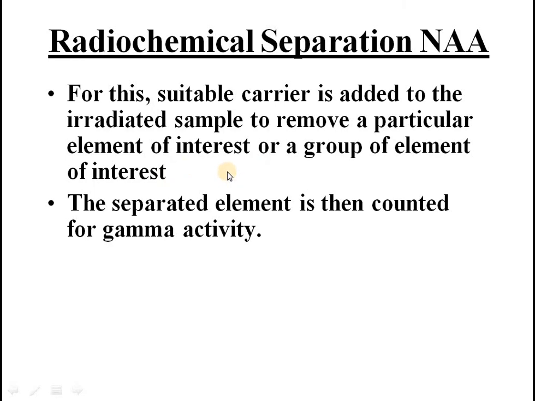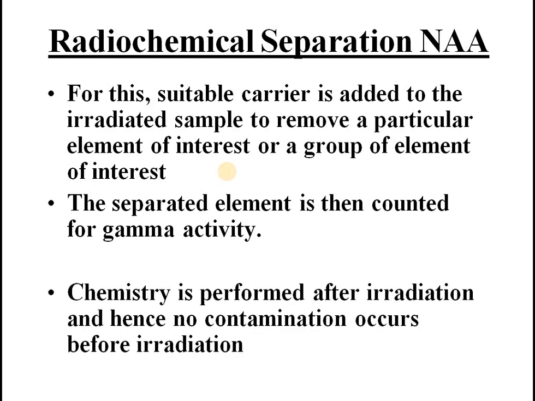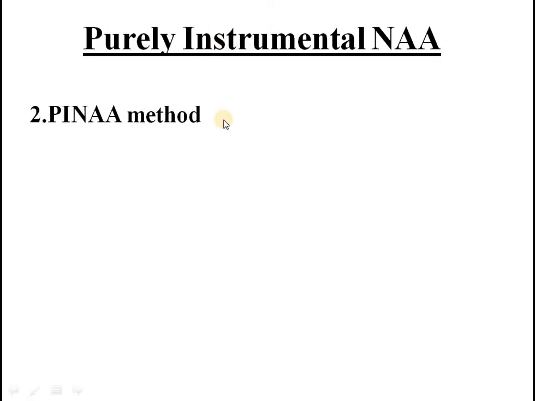The separated element is then counted for gamma ray activity. Because now the concentration is large, the gamma ray activity will also be proportionally high. Chemistry is performed after radiation, hence no contamination occurs before radiation. Okay. So only those nuclei will be activated which are of interest. That is why chemical action is performed after the irradiation. Otherwise, many other elements may also get exposed and excited, and their radiation may also be there. So there is interference. That can be avoided.